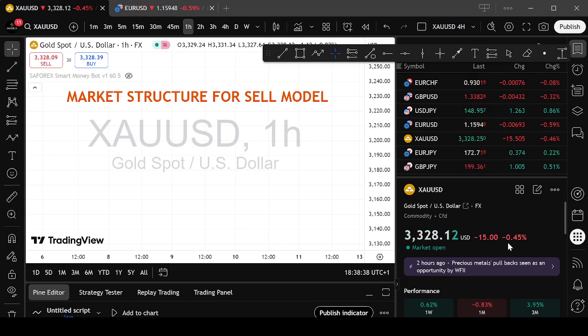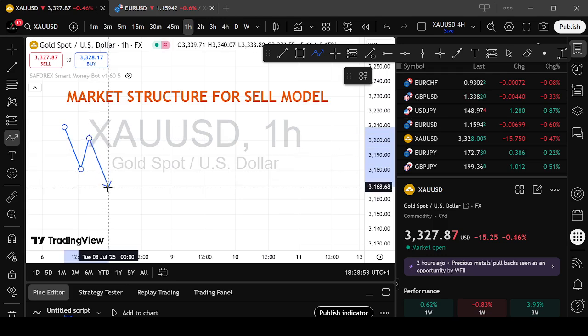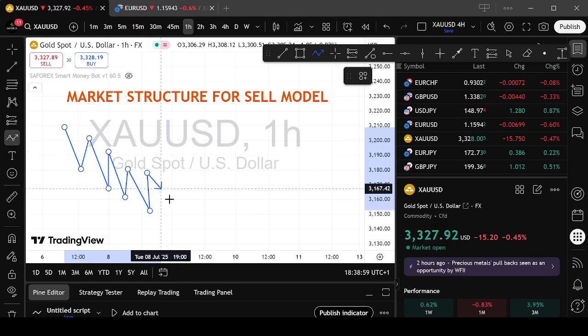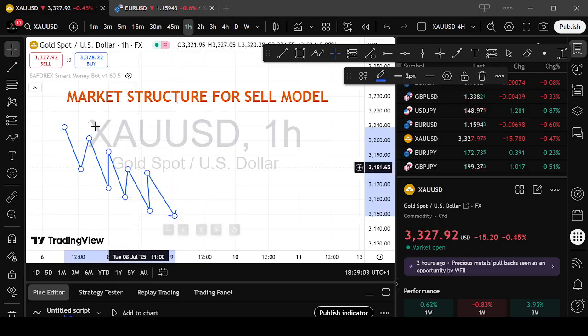For the sell model, the structure is characterized by lower highs and lower lows. That is, when we see a continuous break of market to the downside. If the market keeps doing this, you will know that the market is selling. Well, the market will not continue to do this for you repeatedly.